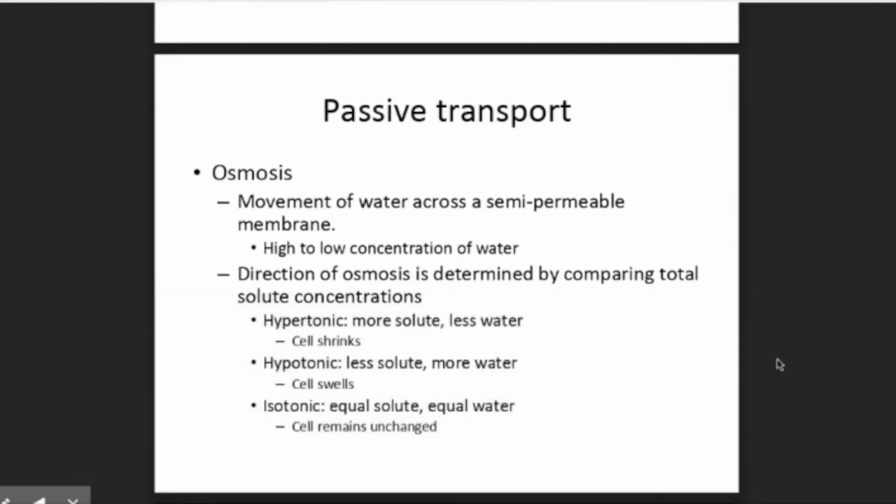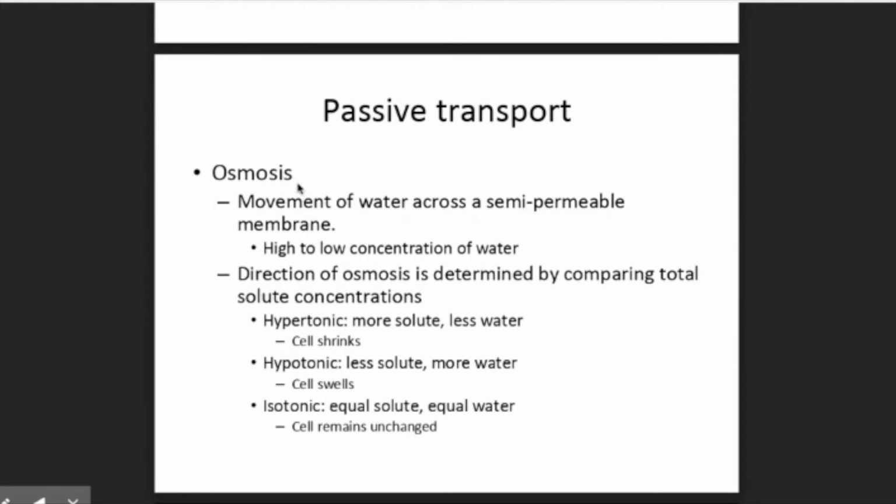Okay, so in the last video, we talked about what passive transport is. There are a couple of different types of passive transport. One of them was diffusion, which the last couple of slides talked about. Another type of passive transport is osmosis. Osmosis is the movement of water across a semi-permeable membrane.